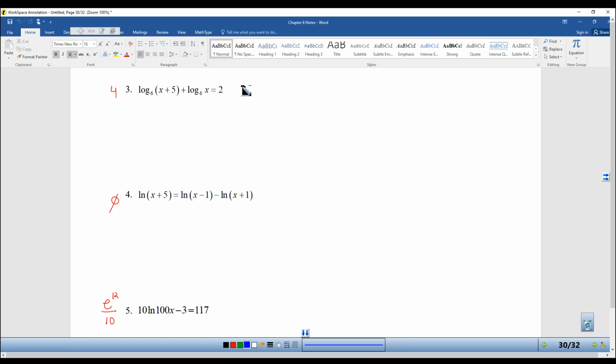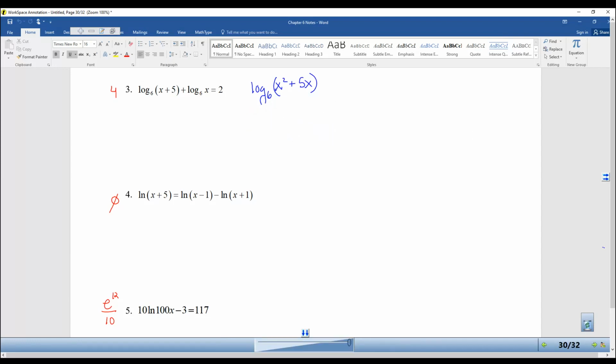First step is to condense. This is log base 6 of x squared plus 5x. Notice I have parentheses there. If I didn't, it would look just like log base 6 of x squared, and then 5x would not be considered part of the log. It would just be this plus 5x. So those parentheses are really important.